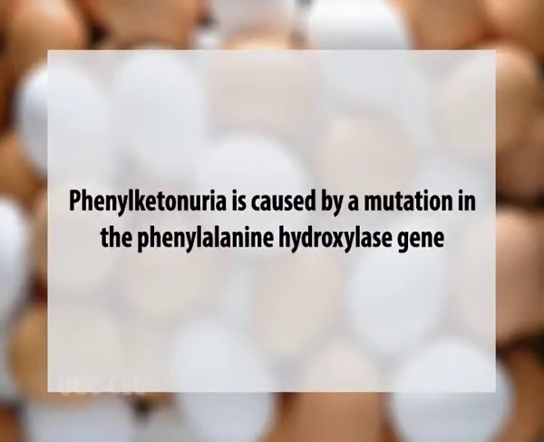Phenylketonuria is caused by a mutation in the phenylalanine hydroxylase gene. The role of the phenylalanine hydroxylase gene is to instruct the body on how to make phenylalanine hydroxylase. Phenylalanine hydroxylase is what converts the phenylalanine taken in through diet into other things that the body can use. The mutation often decreases the effectiveness or rate at which the hydroxylase breaks down the phenylalanine. This is what causes the phenylalanine to build up in the body.